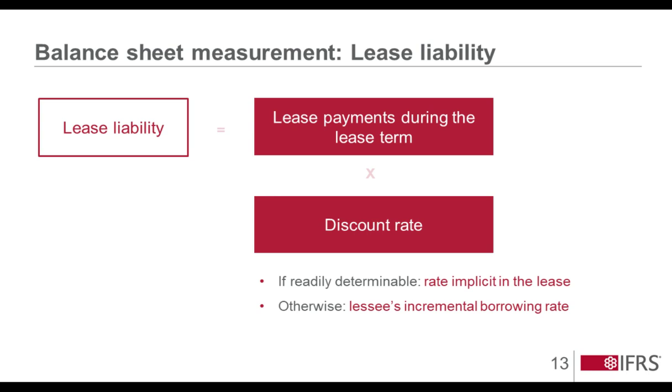If, however, a lessee cannot readily determine the rate implicit in the lease, then it should instead use its incremental borrowing rate for the lease. Now, IFRS 16 defines this rate as the rate the lessee would have to pay to borrow over a similar term and with a similar security the funds necessary to obtain an asset of similar value to the right of use asset in a similar economic environment. Now, that's something of a mouthful, but in simpler terms, we're essentially saying the rate the lessee would have to pay for borrowings with similar characteristics to those of the lease.